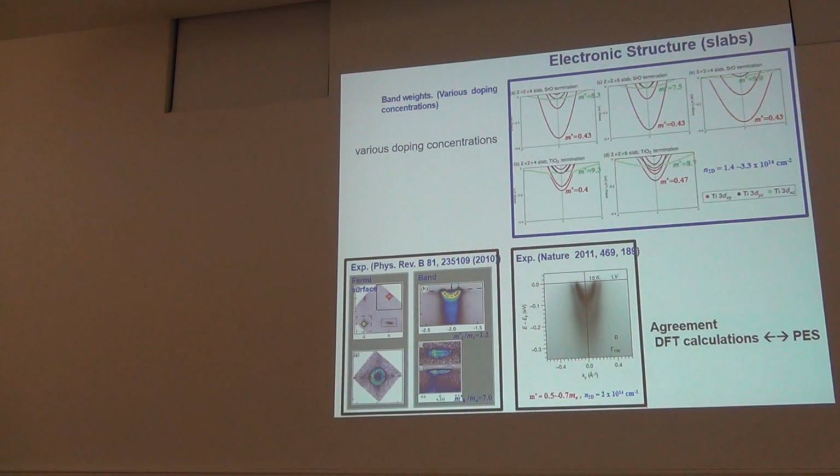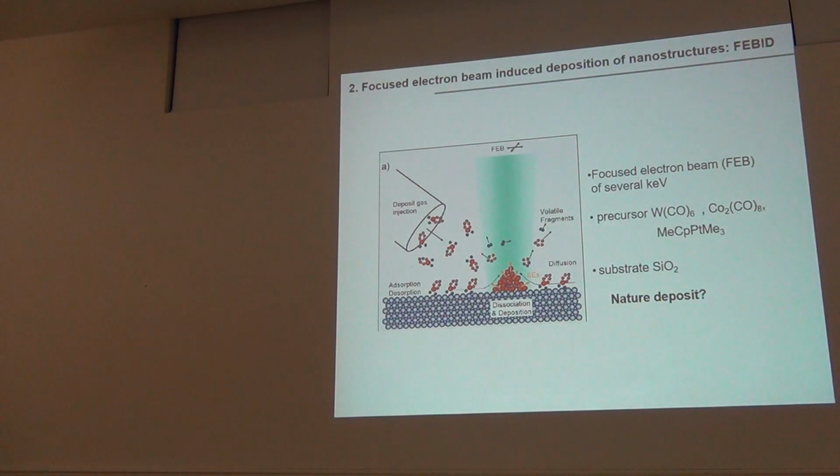Let me go now to a completely different example, which is these nanostructures. So what is this focused electron beam induced deposition of nanostructures? I have a colleague in Frankfurt who does this kind of growing of nanostructures, and it goes in the following way. So you have a focused electron beam which has energies of the order of kilo electron volts, and now what you do is you take a gas of what they call precursor metal-organic molecules. So for instance, this is tungsten hexacarbonyl or a cobalt, or here with platinum.